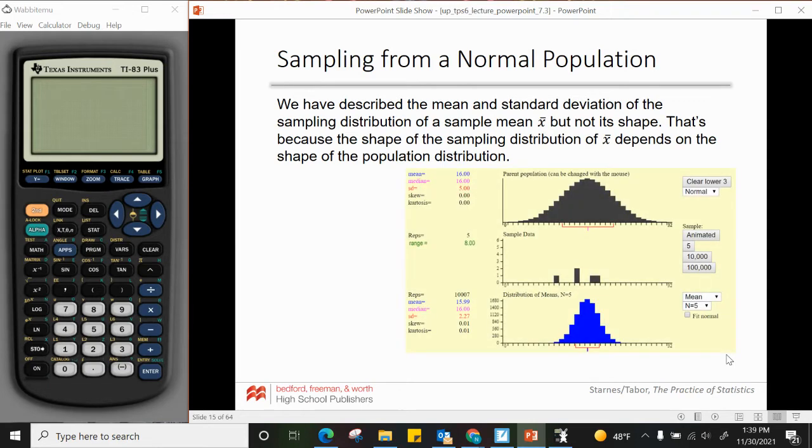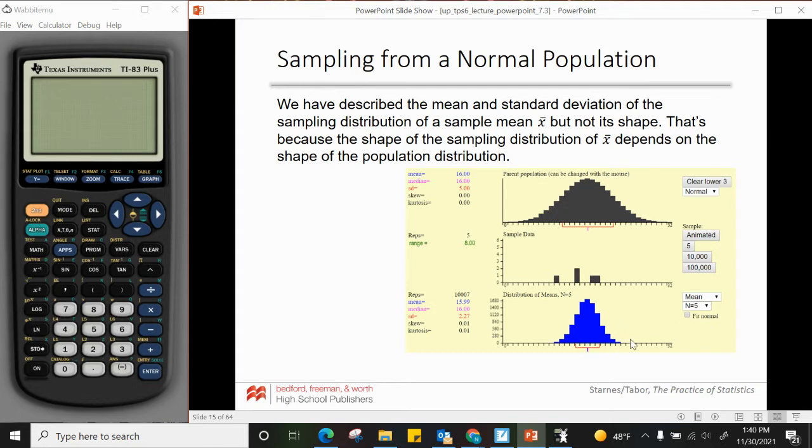So here at the top is the population distribution. It's normal. All right. Now, if we take samples of size 5, like here's my sample 1, 2, 3, 4, 5. So this is the population distribution. This is a sample distribution. And then down here is a sampling distribution. Each one of these bricks is a sample of 5.